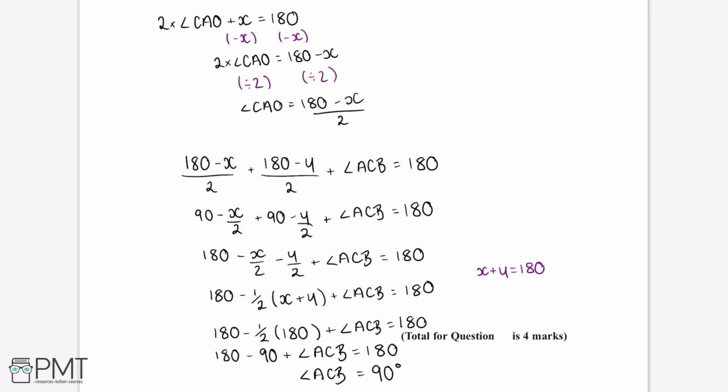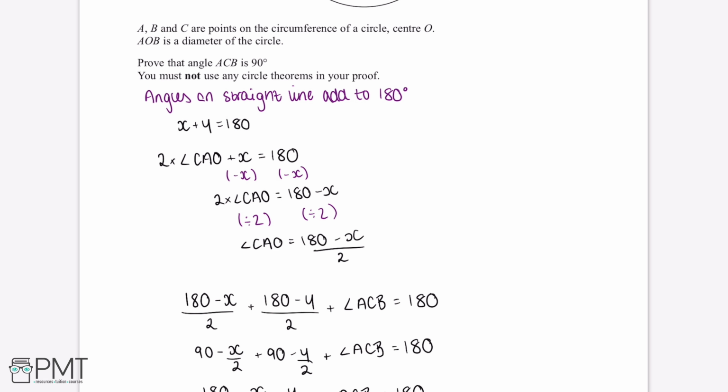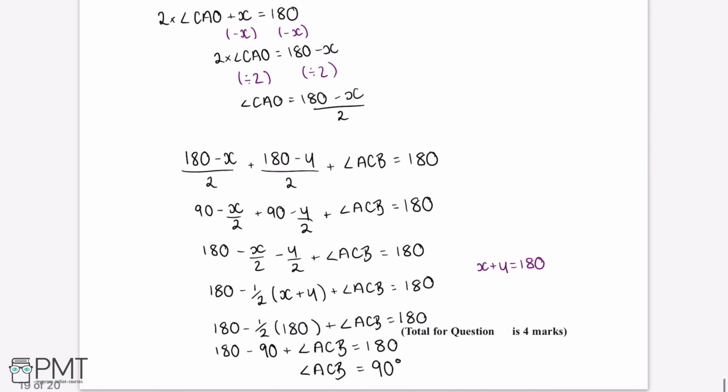Now this question's worth 4 marks. We'll get 1 mark for splitting this triangle into 2 separate triangles. We'll get our second mark for showing the sum of the angles at point O in terms of x and y. We'll get our third mark for a complete method showing that angle ACB is equal to 90 degrees. And we'll get our fourth mark for all the correct reasoning.